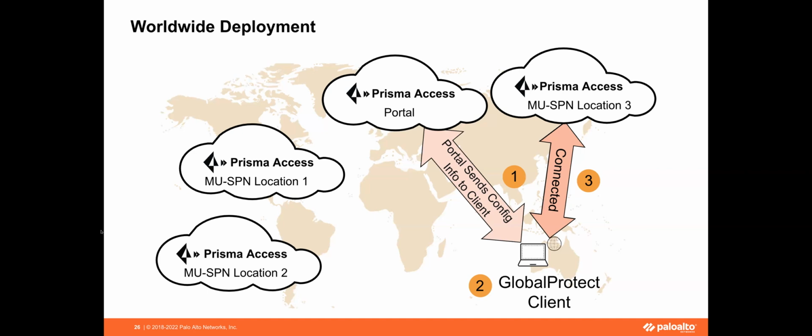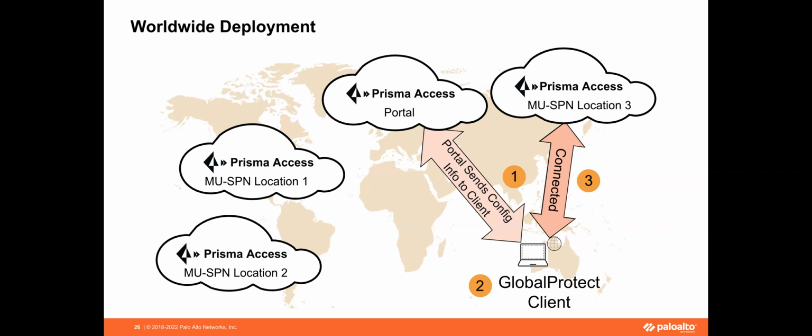If the mobile user connects in a country that has Prisma Access MUSPNs, the GlobalProtect client will connect to the MUSPN in the same country. If more than one MUSPN is in the same country, the client will connect to the MUSPN in that country that has the lowest latency.